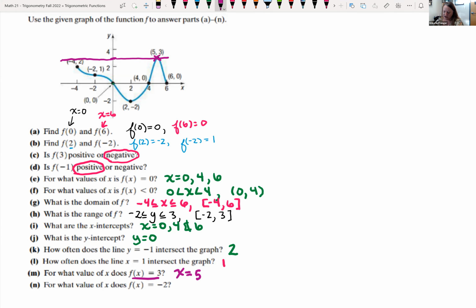For what values of x does f of x equals -2? We had just seen, oh no, that was -1. So find y equals -2. Again, if we did our horizontal line there, I see that it's only crossing the graph once. And the value of x that gives me f of x equal, or y equal, sorry, -2, is x equals 2.